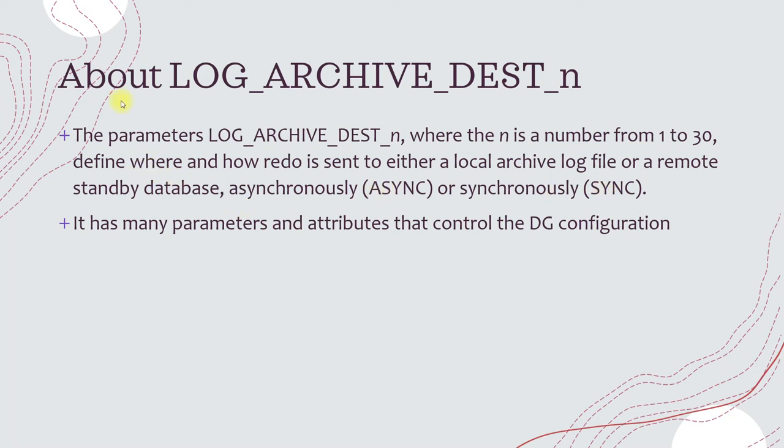Now this log_archive_dest actually decides where the redo logs generated on the primary database will be sent to. So there are specific parameter values you need to specify in log_archive_dest while configuring the primary database and standby database. That's how you say that you will use this particular service and send the redo log to the standby database. So this is the most important parameter. You need to remember this. It has many parameters and attributes that control the Data Guard configuration, as I said earlier. Let's move on.